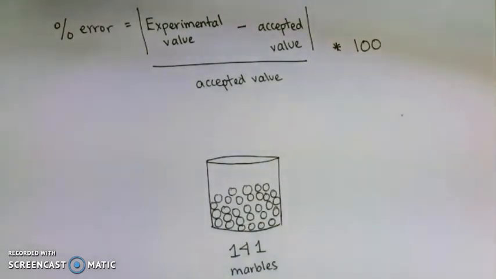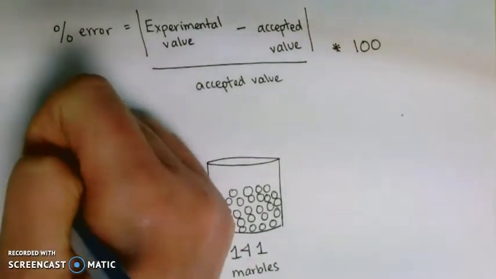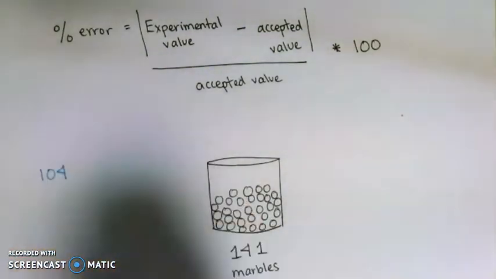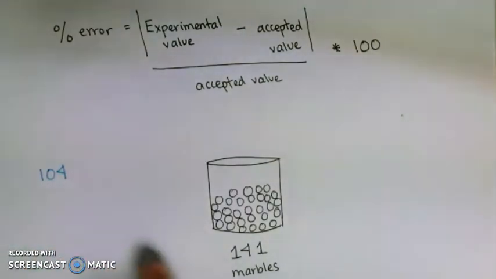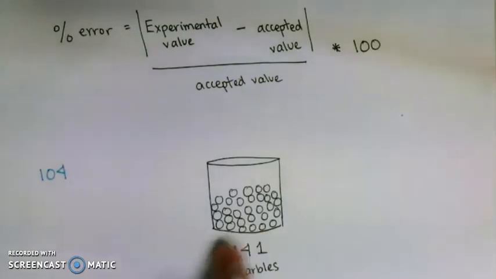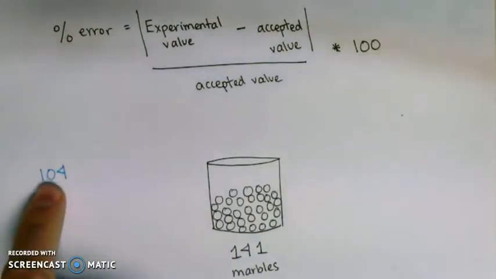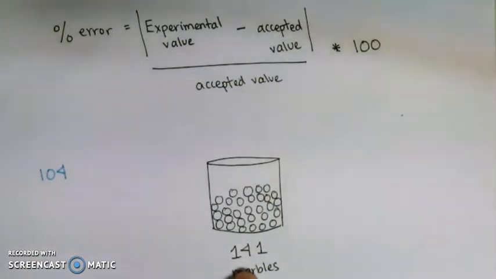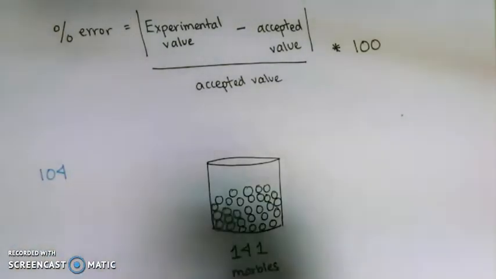For example, in the example that we talked about in class, if we're trying to guess the number of marbles that are in the jar, and we guess that the number of marbles was 104, then our percentage is going to be below the number of actual marbles that we have. How do we know that? Because our experimental value is lower than the actual value. So we'll calculate the percentage error.